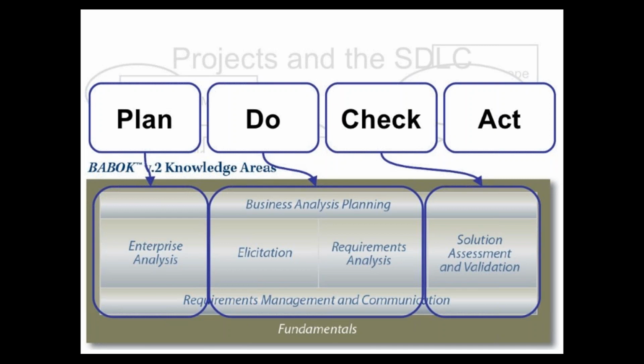So within a software company, project means to plan, to do, to check, and to act. So what is plan? It can either be a business analysis or enterprise level analysis. So what is enterprise analysis? What is business architecture? We will see in the later slides. Do means business analysis planning, elicitation. Remember the term elicitation. We will see all of these terms in detail.